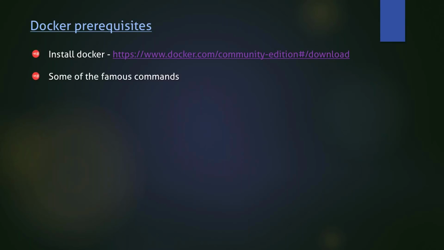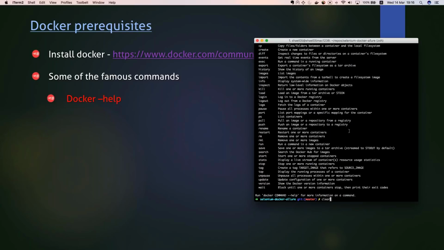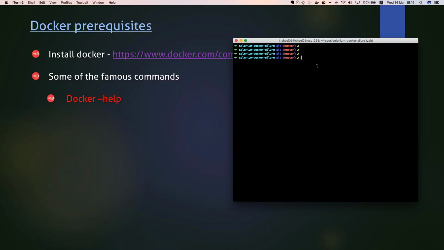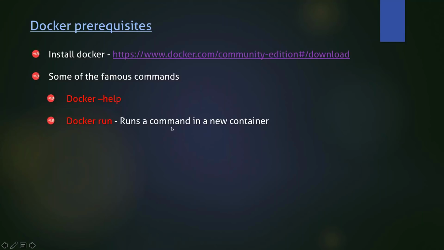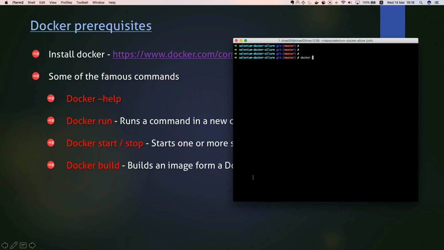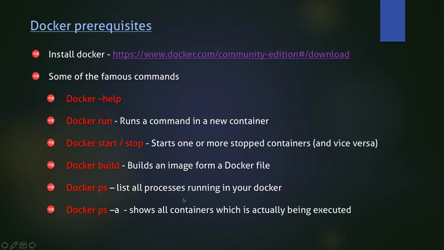So after we install the Docker, let's use some famous commands. As I mentioned before, we have Docker help, and we also have Docker run that runs the commands in a new container. Docker start and stop starts one or more containers, and vice versa. Docker build and Docker PS that lists all our processes running in your Docker.